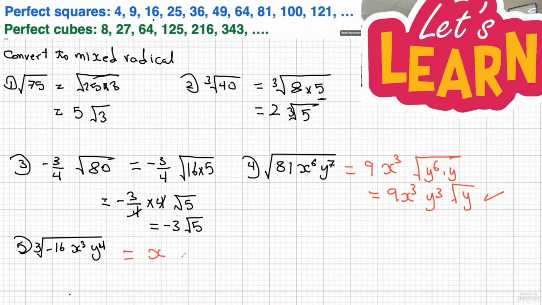So what I'm going to do though, I'm going to put the cube root there. The -16, I'm going to change it to -8 times 2. And y to the 4, I need to change it to y cubed times y. Now that would give me the cube root of -8 is -2. I still have the x. And the cube root of y cubed also will be y. So that's done, that's done. And then you have the cube root of 2y.